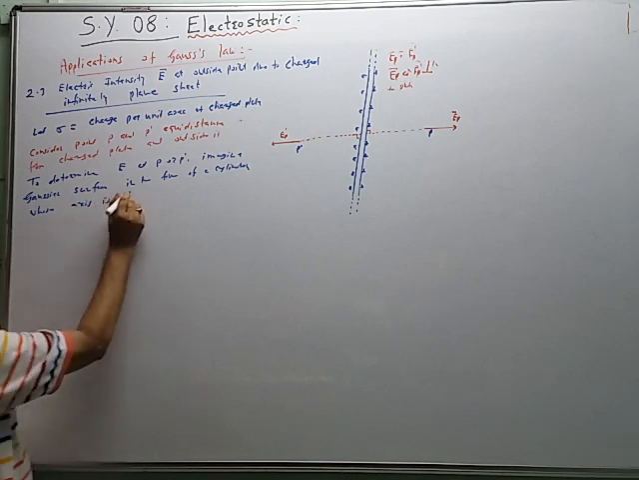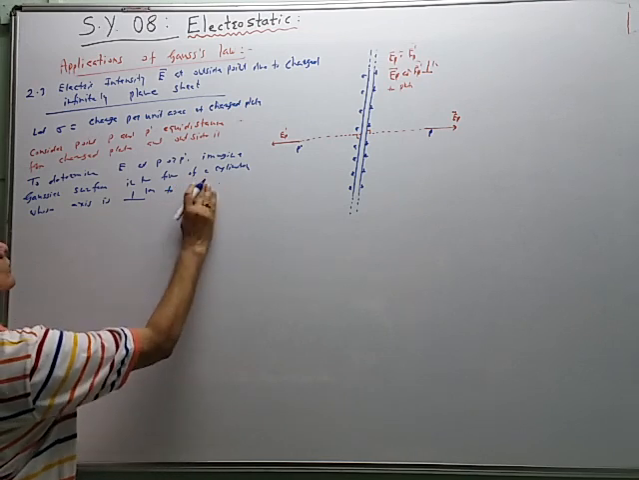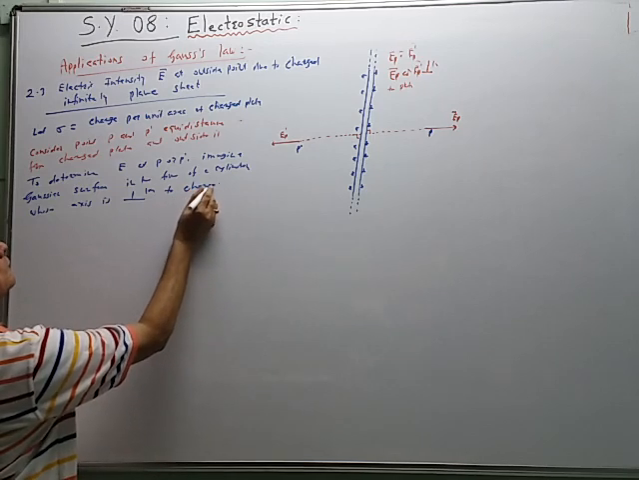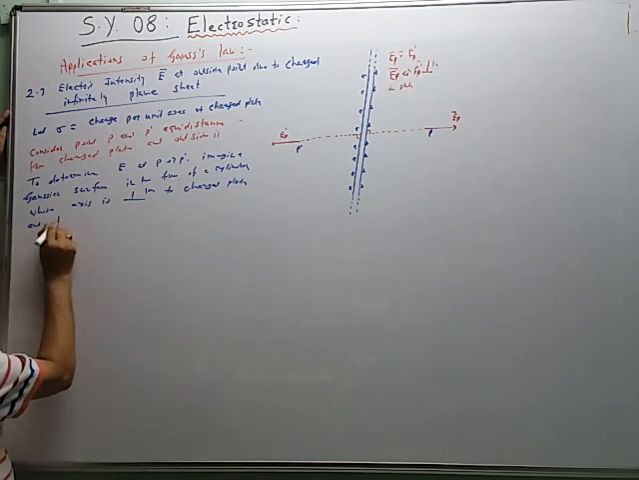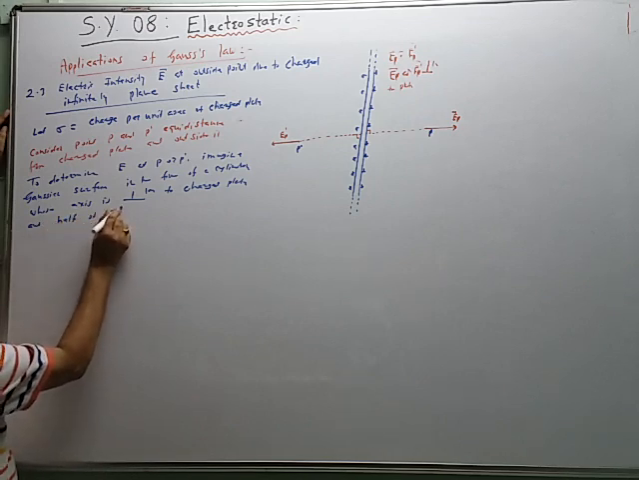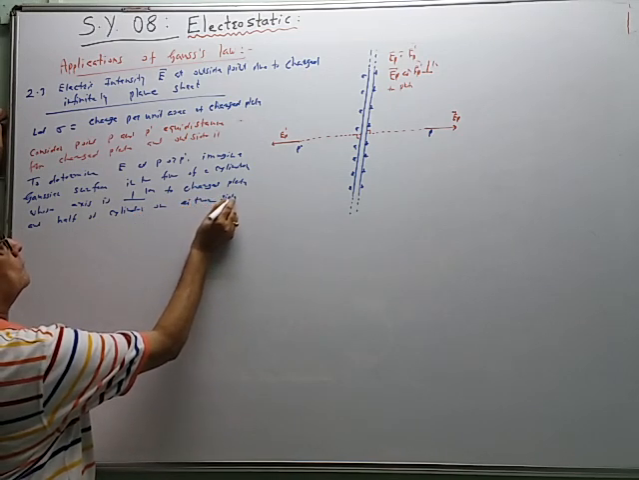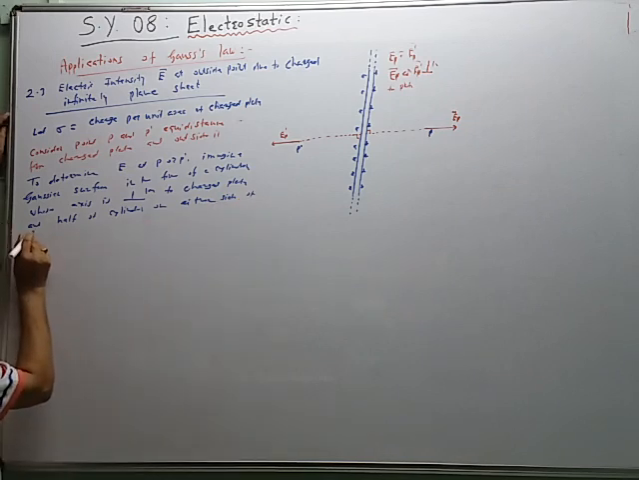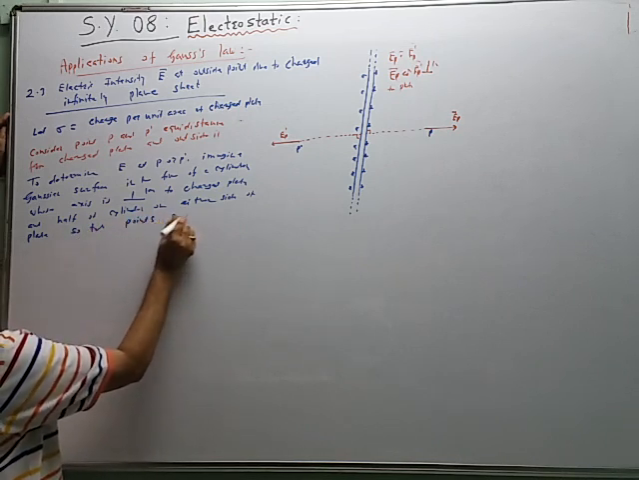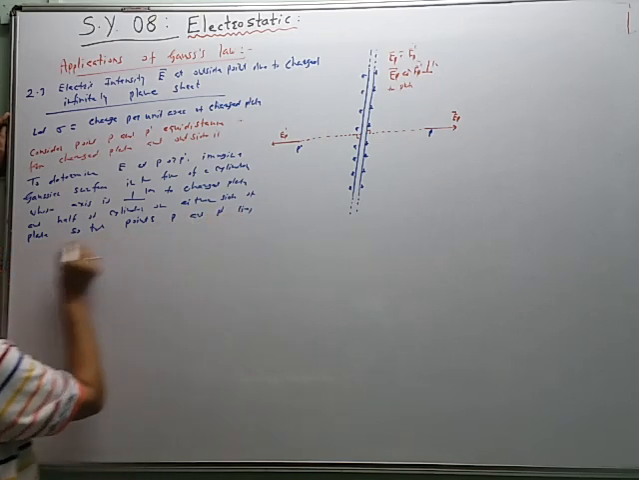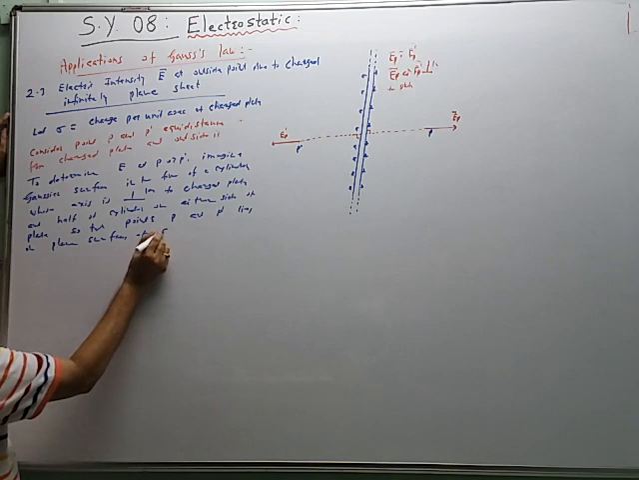The axis is perpendicular to the plane, with the top plane and the bottom plane, and half of the cylinder on either side of the plate, so that points P and P dash lie on the plane surfaces of the Gaussian cylinder.